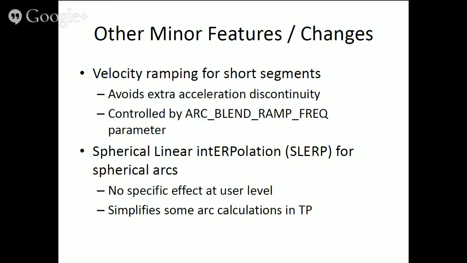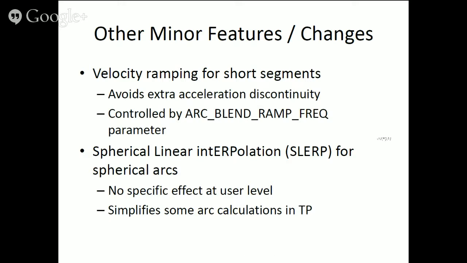So what we do basically is use this arc blend ramp frequency parameter, which I'll explain in a little bit. That controls at what point the segment is so short that you don't gain anything by doing trapezoidal velocity, and it just ramps from the initial speed to the final speed. So there you can get a smooth change in acceleration, or at least much smaller jumps in acceleration. Instead of going from maximum to 0, you go a little bit and then maybe a little bit more, so it's very small jerks.